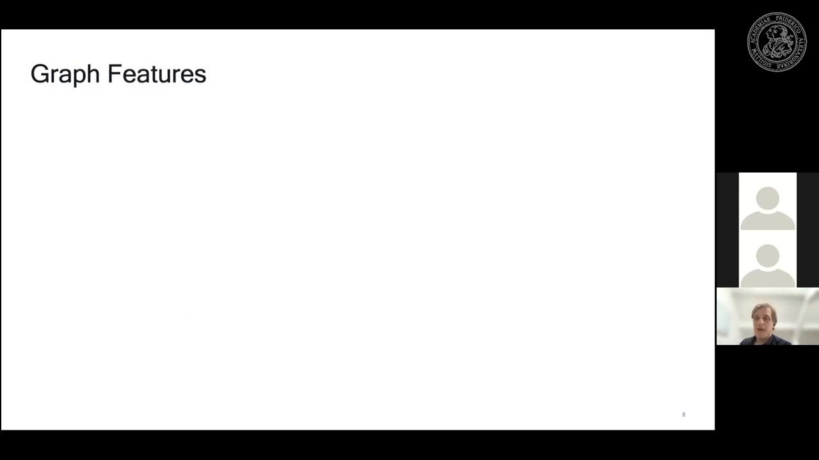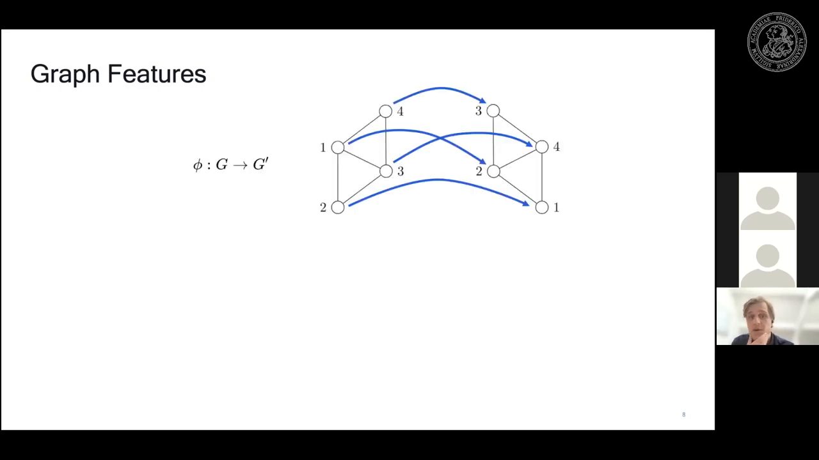So before we can talk about graph neural networks, we need to talk about what features on graphs are, because neural networks will transform these into new features. So imagine, again, we have a graph and a graph isomorphism between them. One thing we could do is assign to each node in the graph a real number. And then what's important is that whenever we have a graph isomorphism, we need to have some way of relating the features from the original graph to the new graph. And we do that by a linear transformation on the features that we associate to the graph isomorphism.